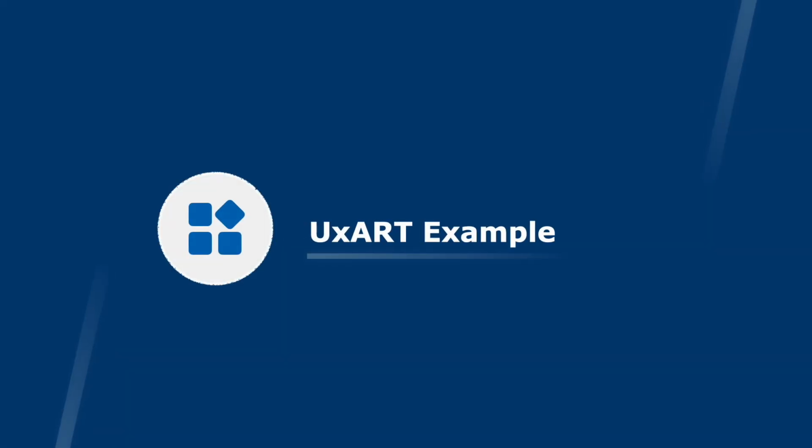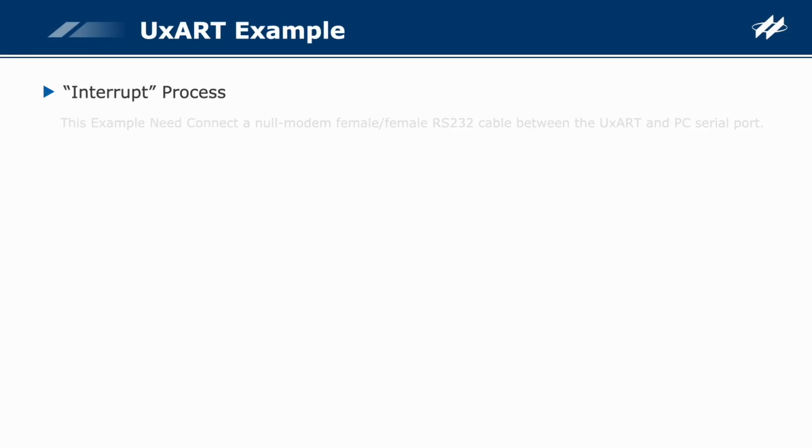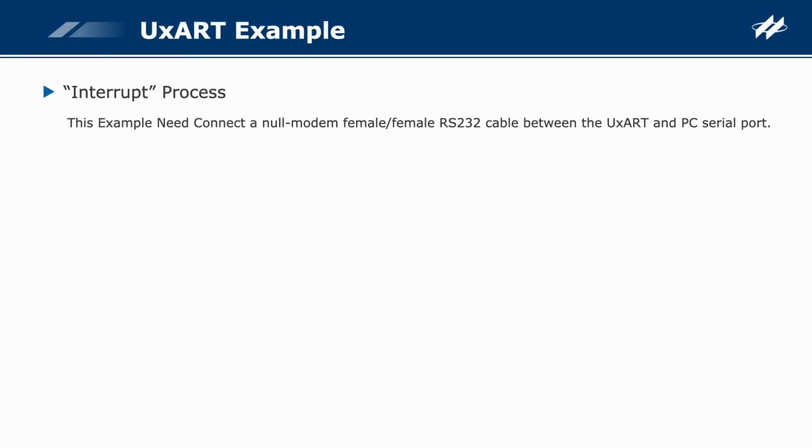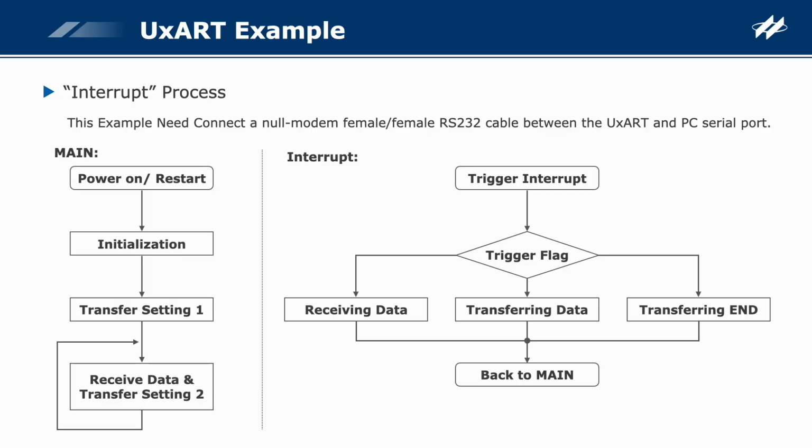UxART Example. Here, we provide an example to introduce how to use the UxART. We have chosen the interrupt example. Connect the UxART to a PC serial port, then use the terminal. In addition to the main program, this example also uses the UxART interrupt. We will introduce the main program firstly.